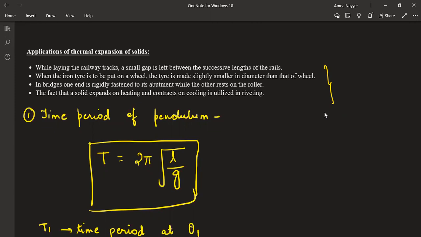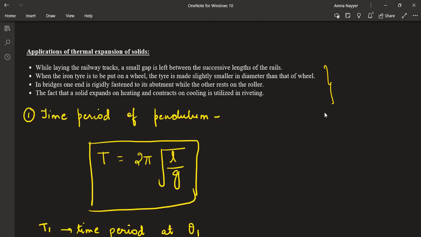Second is the fact that a solid expands on heating and contracts on cooling is utilized in riveting. What is meant by this? Whenever you have to fix something, you must have seen this in your daily lives also. When something has to be riveted, a screw has to be fixed, two things made up of metals or iron have to be fixed, what is done? They are heated and suddenly cooled. Then they are heated, then cooled. This alternate heating and cooling causes riveting. So that is also one of the applications.